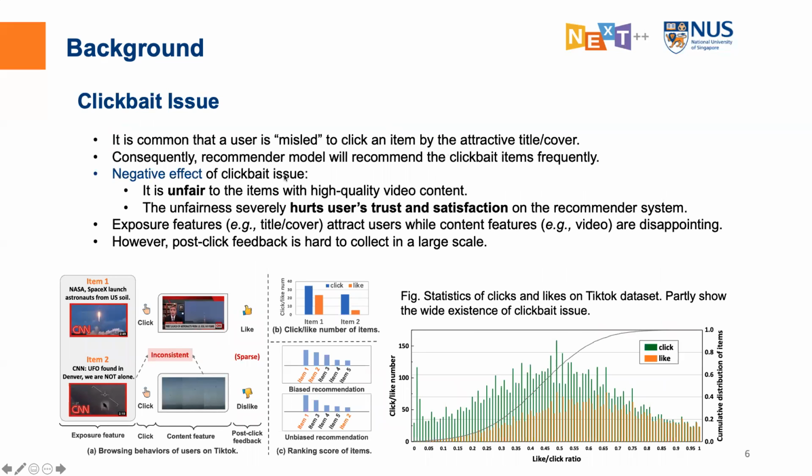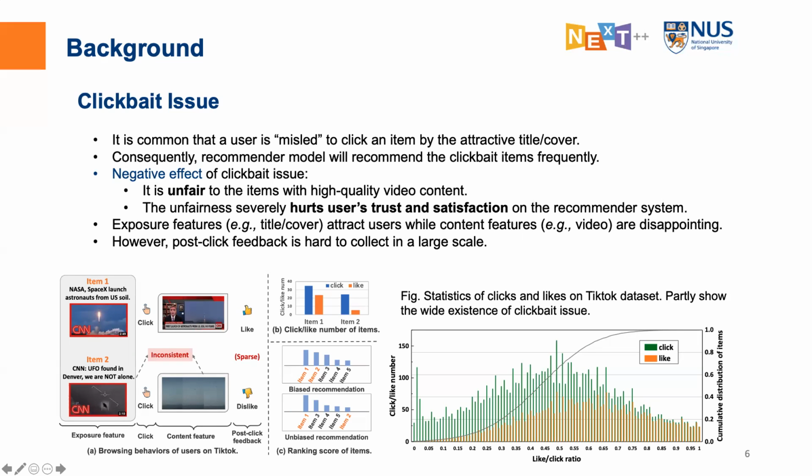It's common that a user is misled to click items with clickbait content. Consequently, the recommender model will recommend these clickbait items frequently if we use clicks as a positive signal to indicate user preference. This has negative effects. For example, it's unfair to high quality video content, and it can also hurt user trust and satisfaction with the recommendation system.